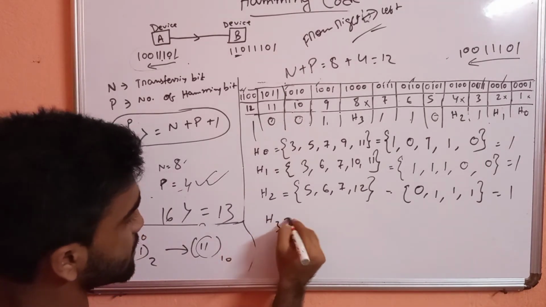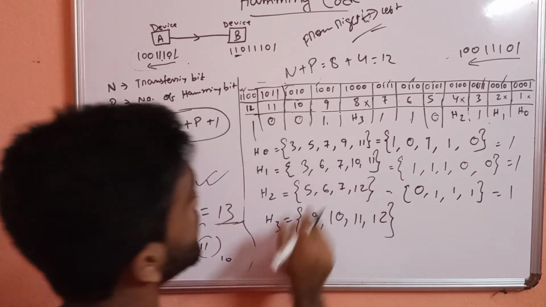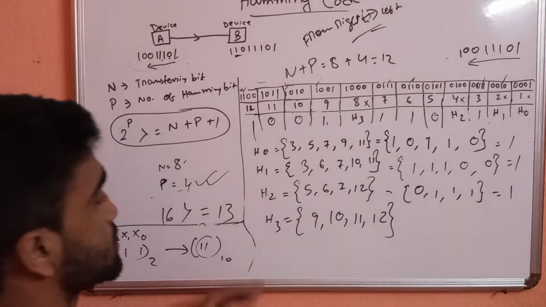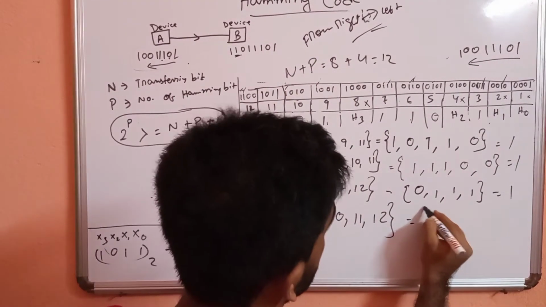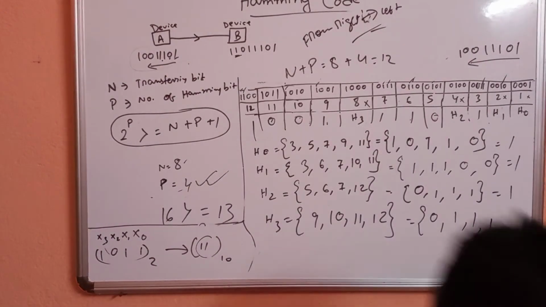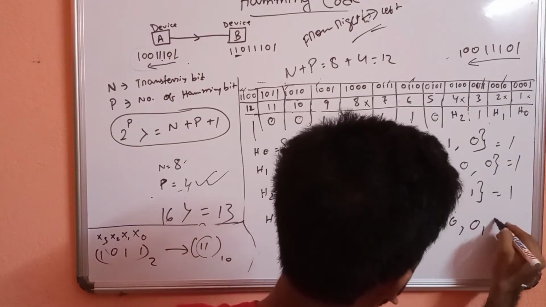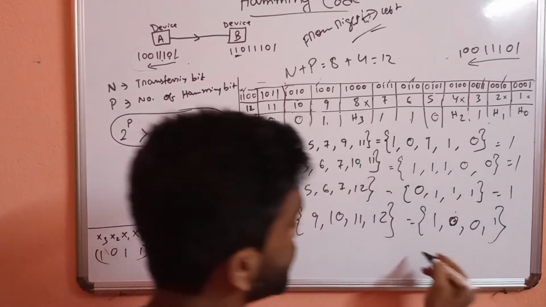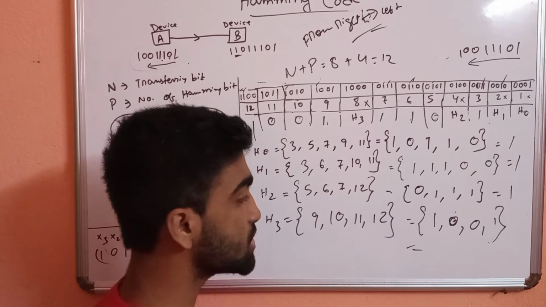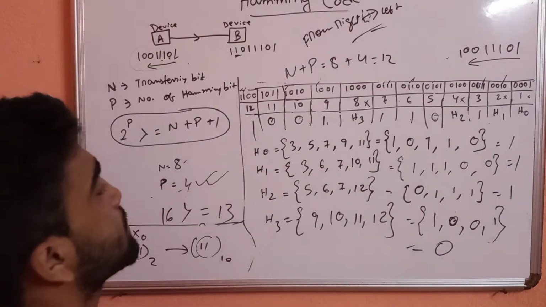Now finding H3. Okay, 9, 10, 11, 12. The last bit, that means the fourth bit, will be 1. Here it will be 1 0 0 1, sorry, absolutely sorry. Now carefully watch. Here the number of ones is even, 2 ones are there, so the even parity will be 0 here. So what have I got? Our Hamming code.